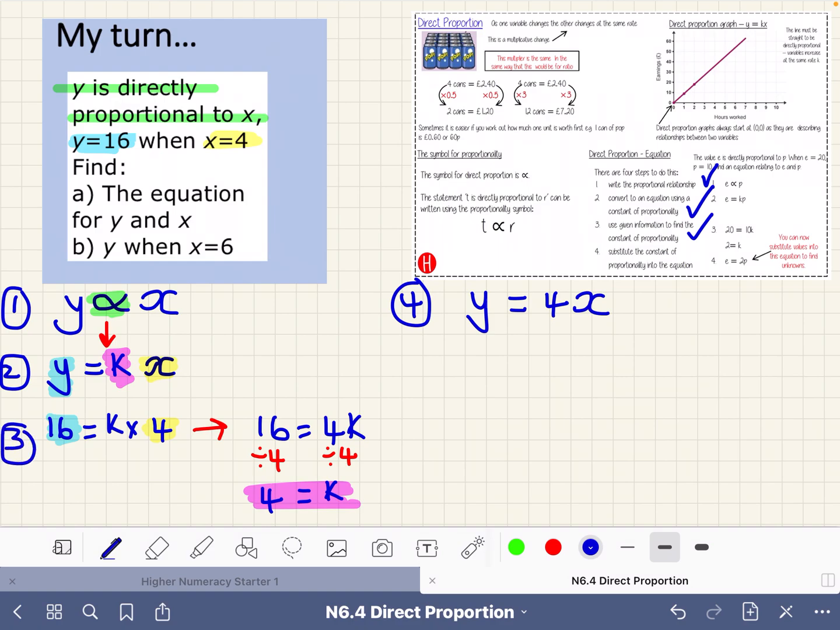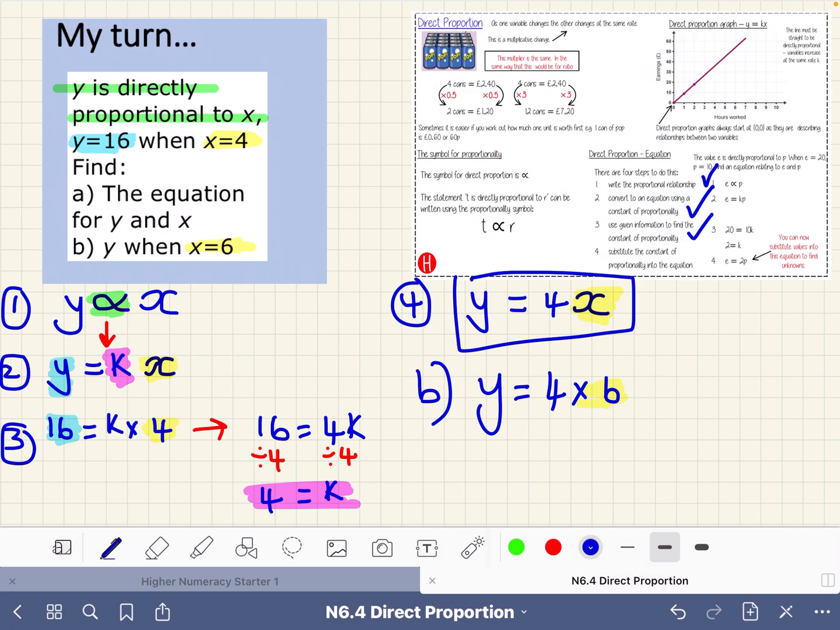So part A is finished. We have formed our equation. We now want to work out part B, as we use this equation to work out what y is when x is 6. So this time, x is 6. That means y is equal to 4 multiplied by 6, which is 24. Press pause while you try the your turn question.